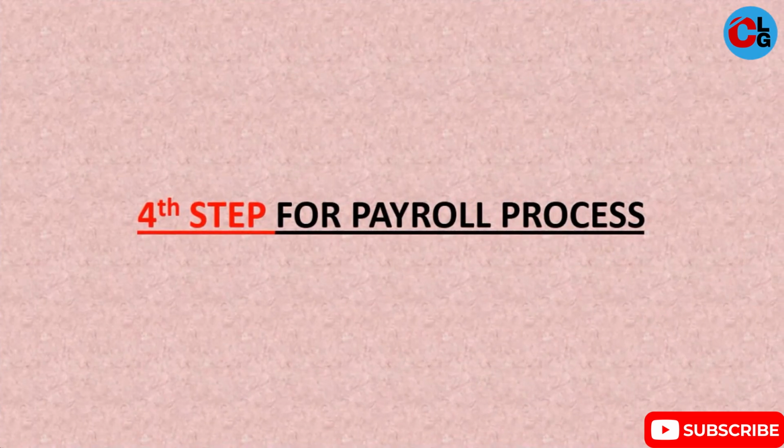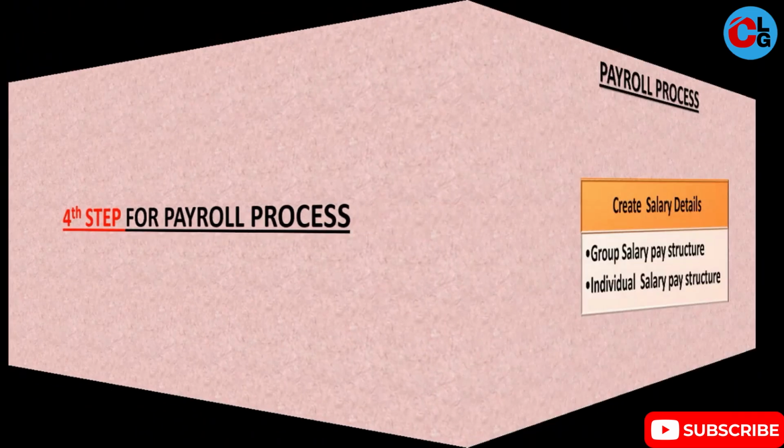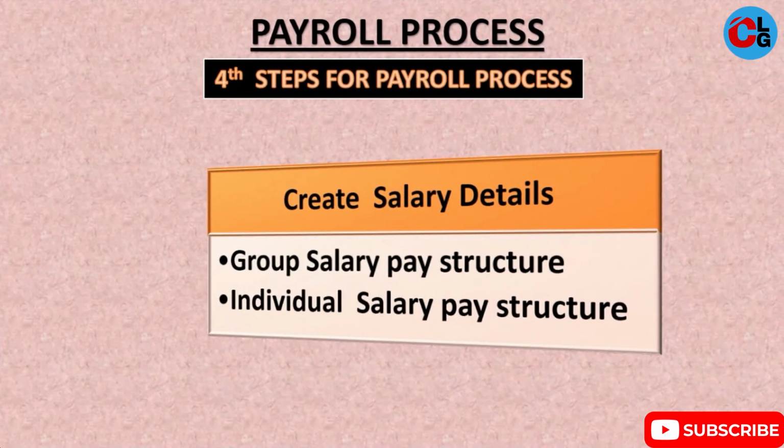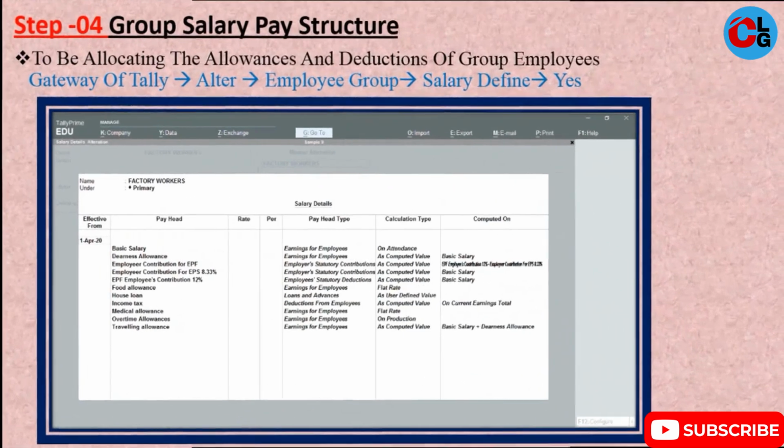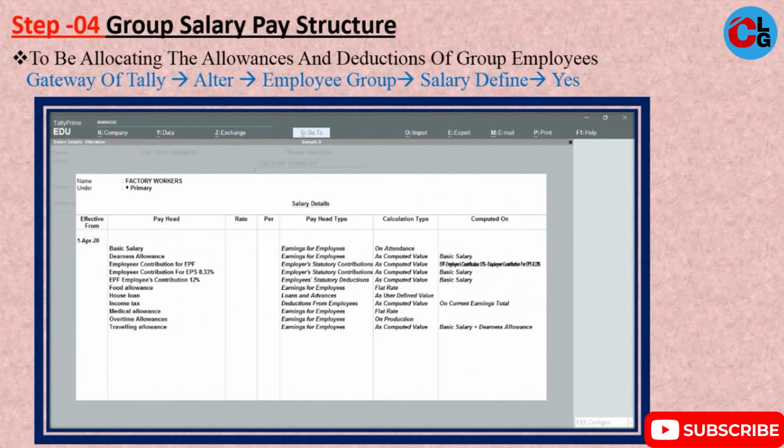Now we are going to look at the fourth step for the payroll process. The fourth step for the payroll process is create salary details. Under create salary details we have to do two things. The first is the group salary pay structure and the second is the individual salary pay structure. Sometimes people say that group salary defined and individual salary defined are both the same, right? So what are those? It means that we have already created the pay head. Based on the pay head, we have to define the salary.